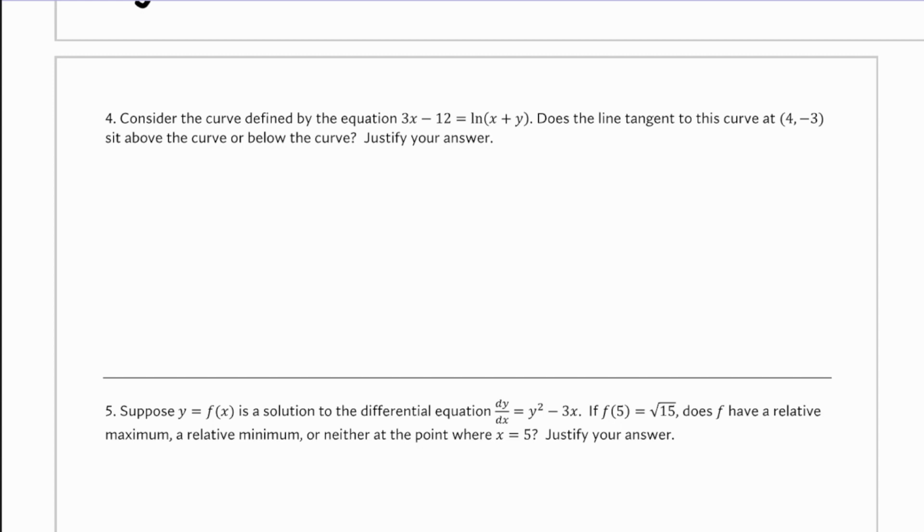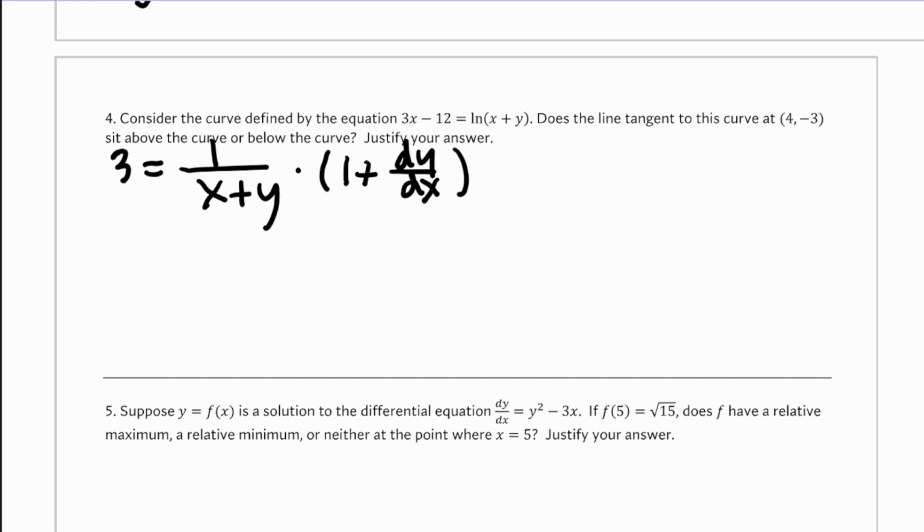So we're going to start by taking the derivative of 3x minus 12, and that'll be 3 minus 0. That's going to be equal to the derivative of log of x plus y. The derivative of log of a thing is 1 over that thing, maybe times the derivative of that thing for the chain rule. And the derivative of x plus y is going to be 1 plus dy/dx.